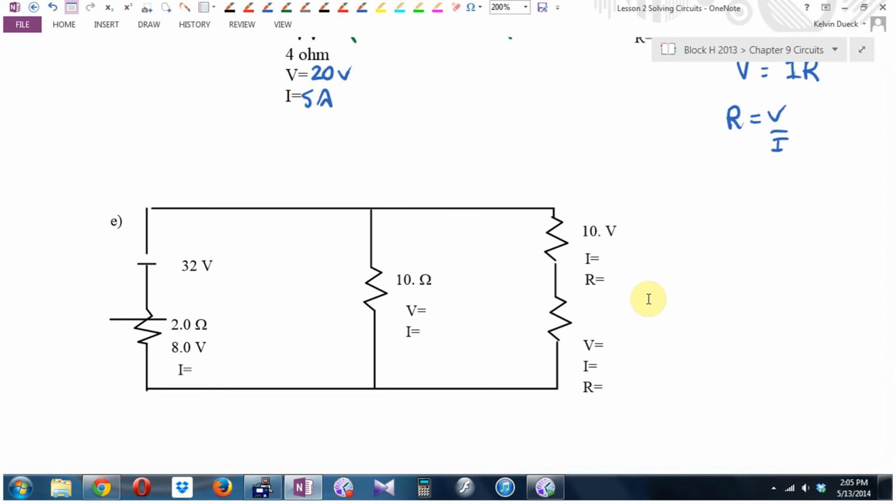Okay. This one, the line glitched a little bit. This line right here should actually be right there for the battery, but I couldn't get it to fix. So pretend that that line is right there.